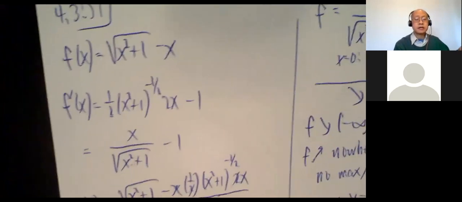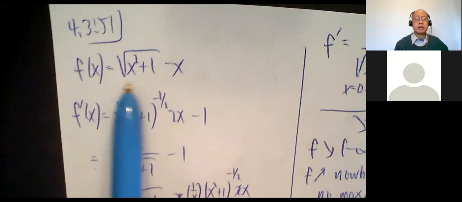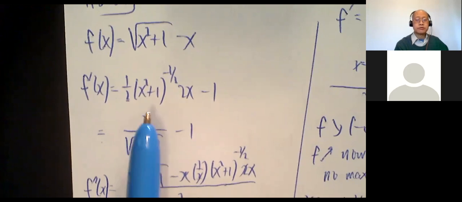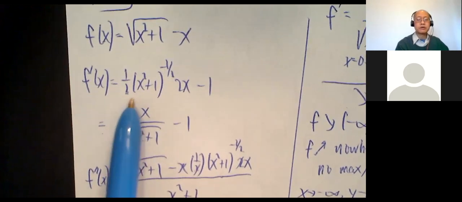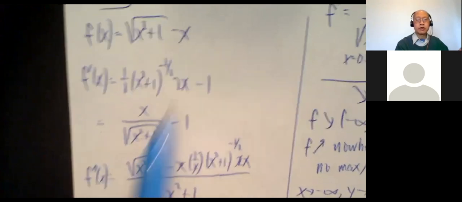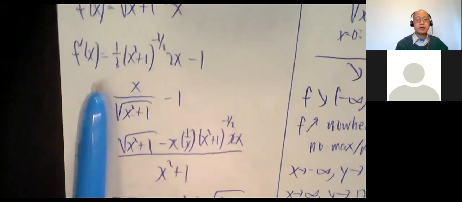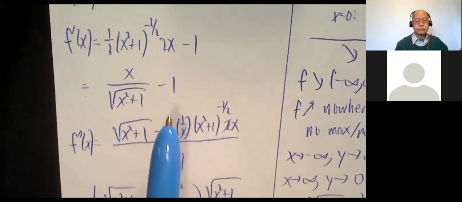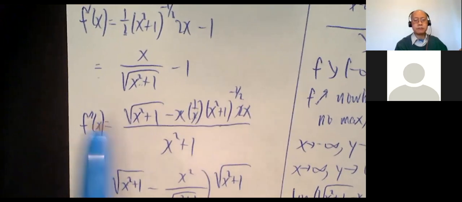Okay, so let's take the first and second derivatives as usual. Remember, this is like blah, blah, blah to the 1/2. So the derivative is 1/2 times x squared plus 1 to the negative 1/2, times the derivative of the inside, which is 2x, minus 1. Clean it up: the 2's cancel out, so we get x over radical x squared plus 1, minus 1. For the second derivative, the derivative of that minus 1 is 0, so don't even worry about it.